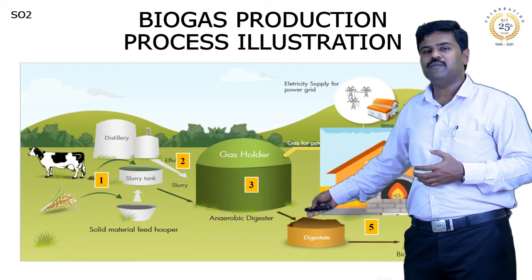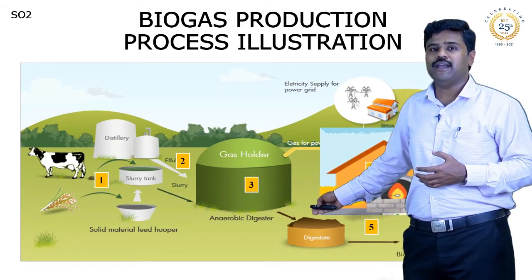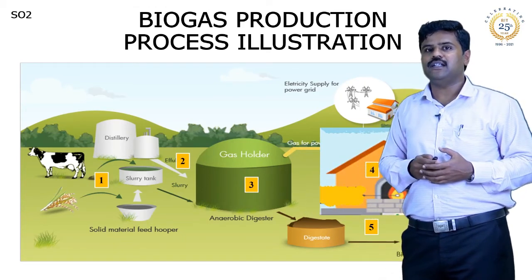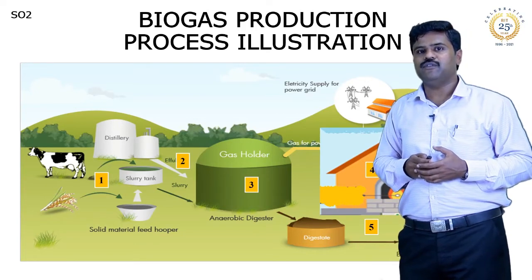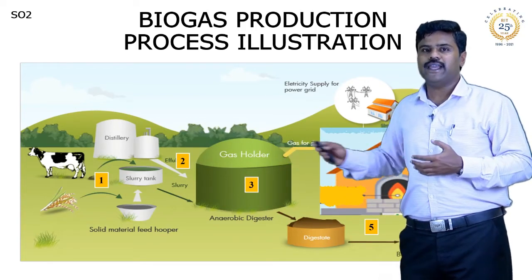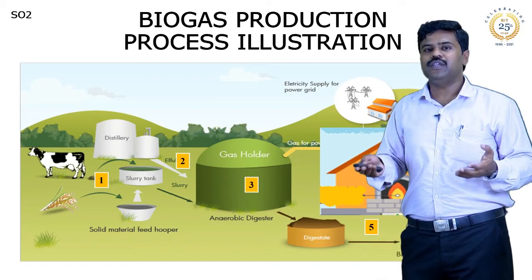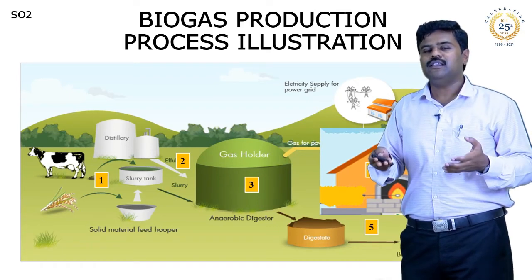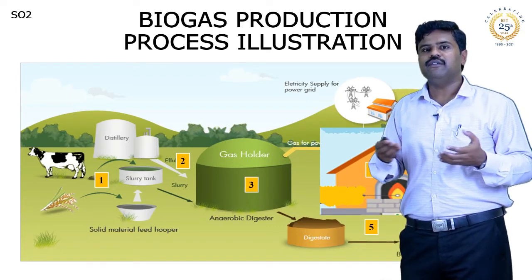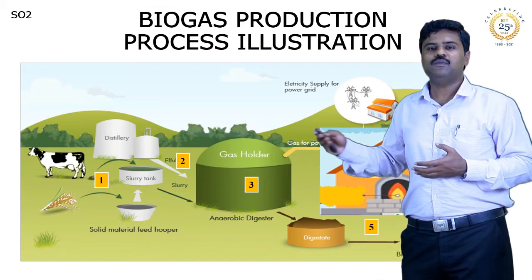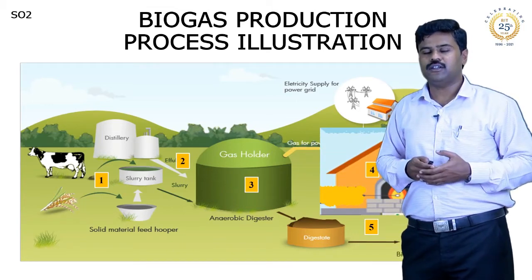Another advantage of this biogas production is the solid waste. The solid waste coming from the bottom can be utilized as a biomanure, which is rich in the nitrogen content. So it can be utilized as a biofertilizer. So if you look at this biogas production system, nothing is going as a waste. Whatever you are putting inside the digester, everything is coming out as a product. So this one we call it as a zero waste technology.